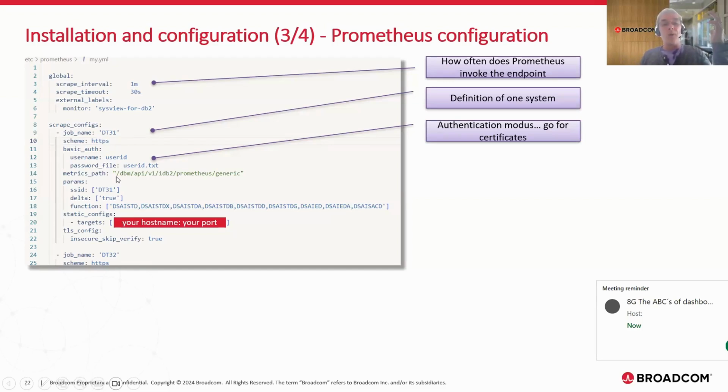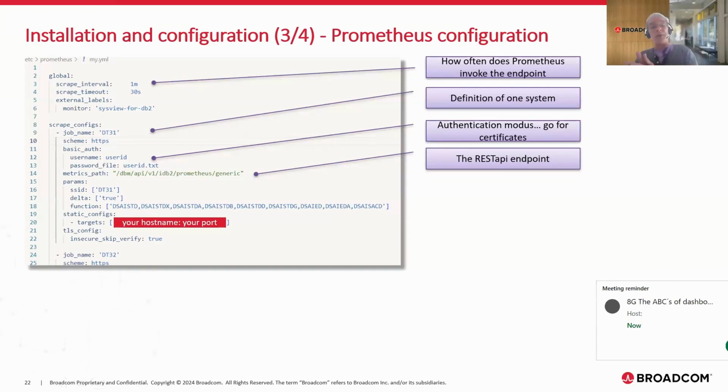But you also need to tell it where. So you have to have the exact metric, the REST API endpoint, right? The metrics path that you see over here. In this case, I invoke a function called Prometheus generic, which is one of our endpoints in our SYSVIEW for DB2 products. And that takes a bunch of parameters. The parameters are below, from line 15 to line 18. And those are just parameters that the RESTful API expects. So the function, let's say a cluster of data, etc., etc.